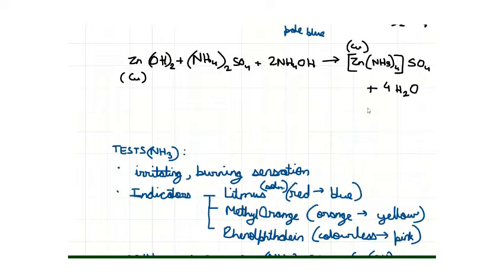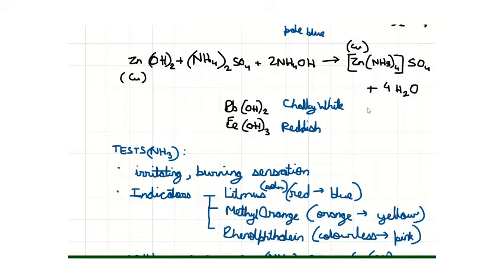To give examples of some more precipitates, we have lead hydroxide or Pb(OH)2, and we have Fe(OH)3, that is ferric hydroxide, not ferrous hydroxide. Lead hydroxide is chalky white, whereas ferric hydroxide is reddish brown in color, similar to the color of nitrogen dioxide or NO2.